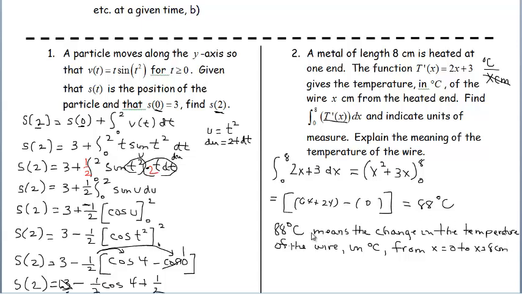All right, so there it is. 88 degrees Celsius means the change in the temperature of the wire in degrees Celsius from x equals 0, the heated end, to the opposite end, to x equals 8 centimeters. So again, think of that acronym NUTS. We've got the number here. I have the units of that number. I have the time, but like I said, in this case, that's going to be your independent variable or your limits, but instead of time, it's going to be x, the length of the wire, and then we have the sentence.